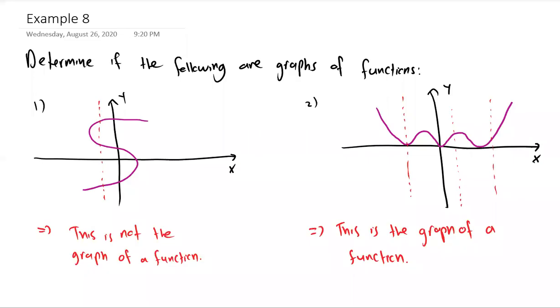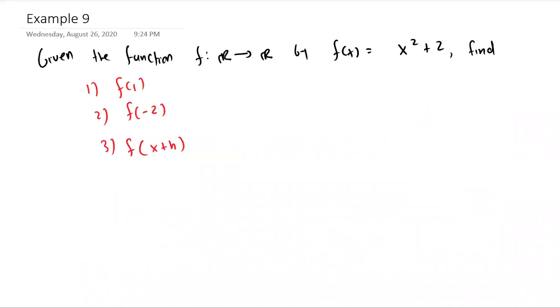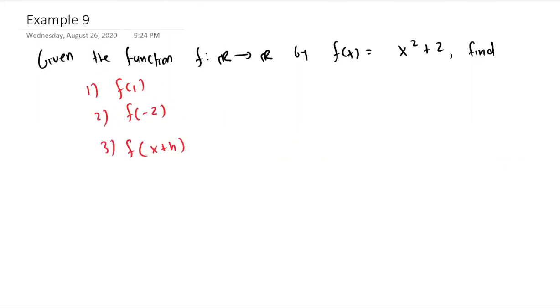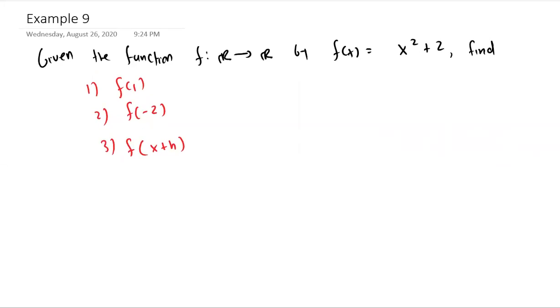Okay, now let's move to another example. Given the function f, with input set the reals and output set the reals, given by f of x equals x squared plus 2, find the following: f of 1, f of negative 2, and f of x plus h. I'm going over this example because it's good to remember how to evaluate functions, and because it's included in the section 1 homework.